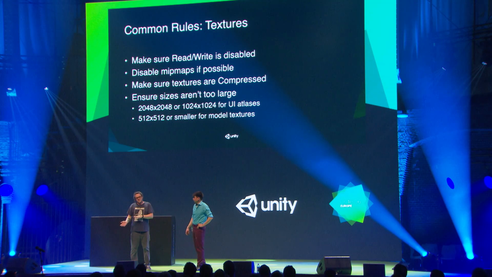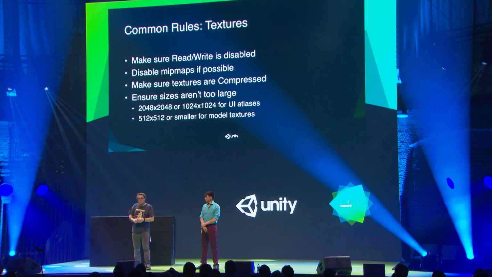Now, common rules, just as a quick sidetrack. On textures, make sure read-write enabled is disabled. The reason for this is it stores 2 copies of the texture in memory if this is enabled. So you're doubling your texture memory straight away. So make sure it's off unless you're actually doing pixel operations on your textures.